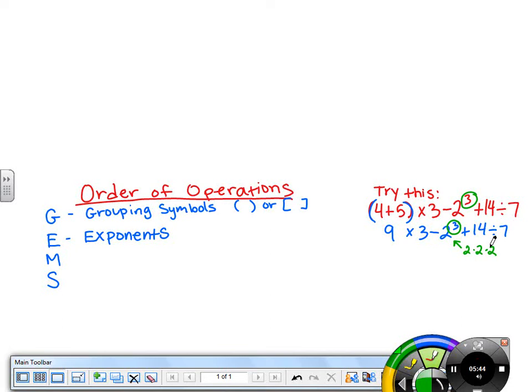2 times 2 is 4, times 2 again is 8. So this 2 to the third power right here becomes an 8, because that's what it gets calculated to with its exponent. It had a negative in front of it. Everything else is going to stay the same. So I'm being really careful about not messing up this problem.